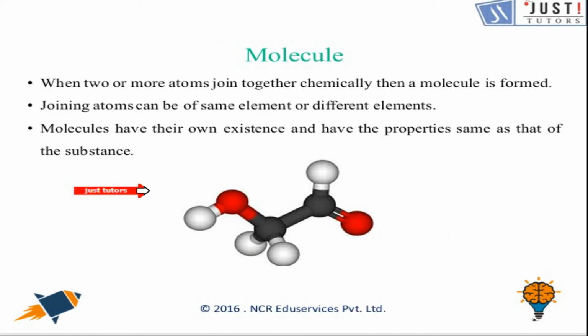Here we have the first slide, which talks about molecule. When two or more atoms join together chemically, a molecule is formed. If you look at the picture at the bottom, you can see three different colors: white, red and black. These circles represent atoms. So here we have three different atoms or three different elements joining together and making a molecule. Joining atoms can be of the same element or different elements. A molecule can have its own existence and has the same properties as the substance.